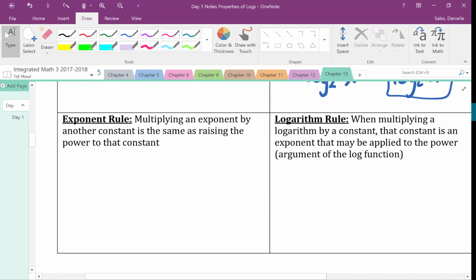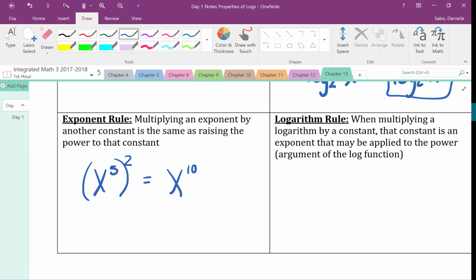Now, when we're multiplying an exponent by another constant, it's the same as raising it to the power of that constant. Okay, so again, we're going to use that same kind of thing. If I have x to the 5th power, and I'm going to multiply it by a constant, still using that x to the 5th power and that 2, kind of relating them all together, what do I get? X to the 10th, because you're going to multiply them together. Same kind of thing for logs.